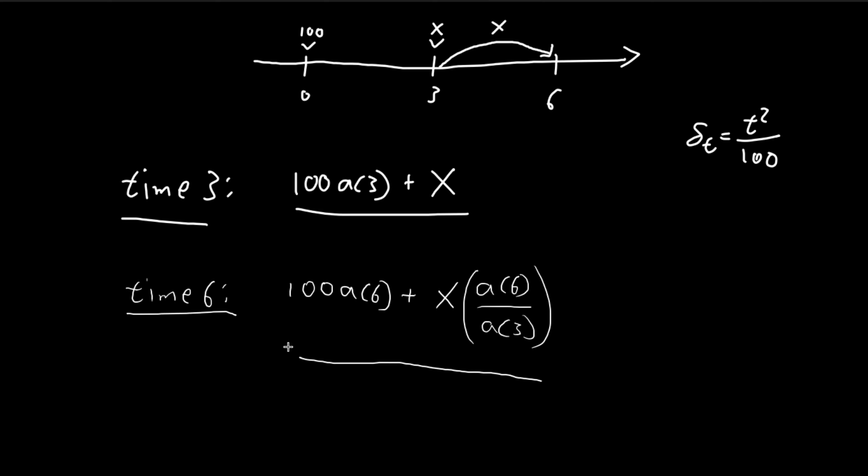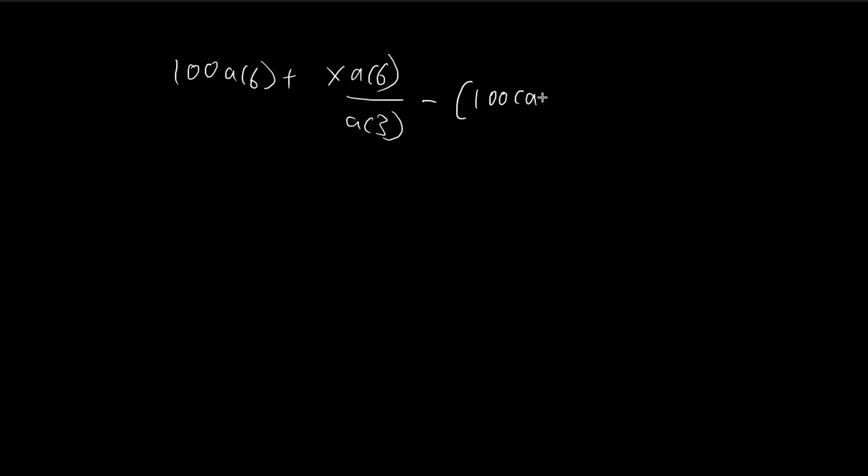So now we know the amount we have at time 6 and time 3, we can subtract these two expressions. So this is the amount at time 6 minus the amount at time 3, so plus x. So this difference is going to be the amount of interest, which we're told is equal to x. So now we have our equation.